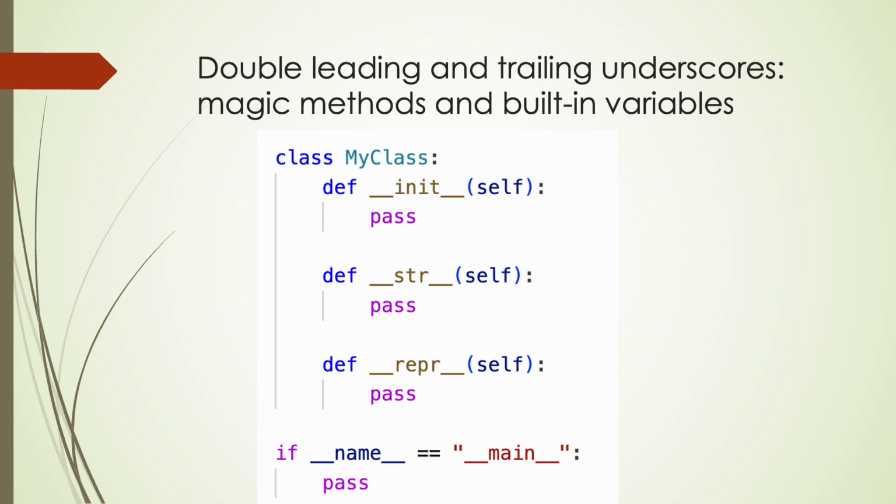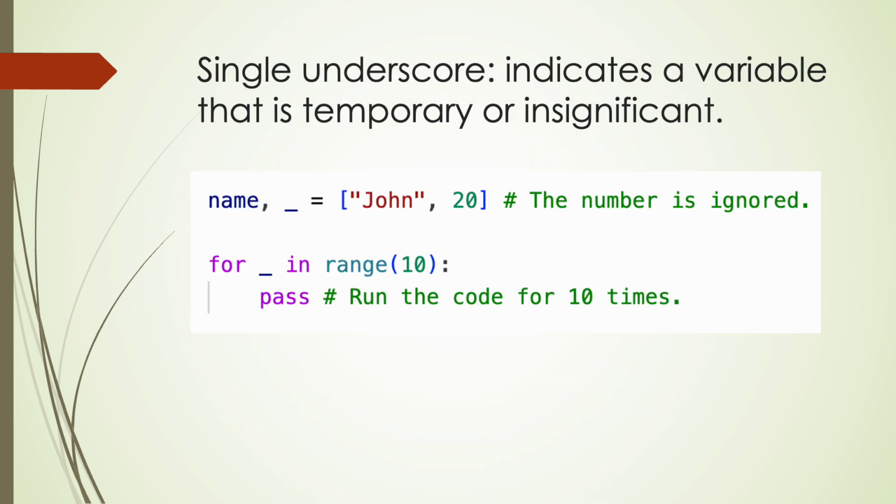A single underscore is commonly used in Python, which is used to indicate a variable that is temporary or insignificant. It's commonly used in unpacking or loops and is used to represent a throwaway variable.